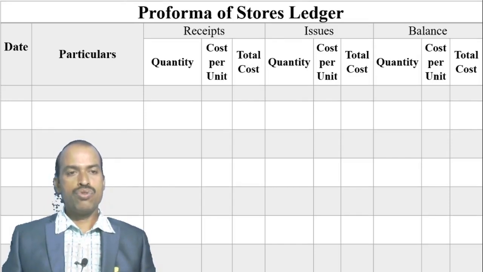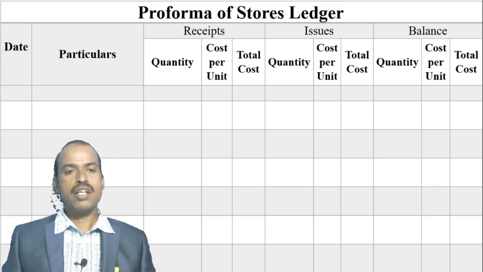Various methods are used for pricing of issue of materials. These methods are classified as first in first out method, last in first out method, simple average price method, and weighted average price method. In this present session, students are going to learn the FIFO method.